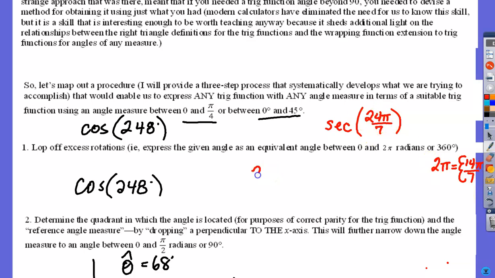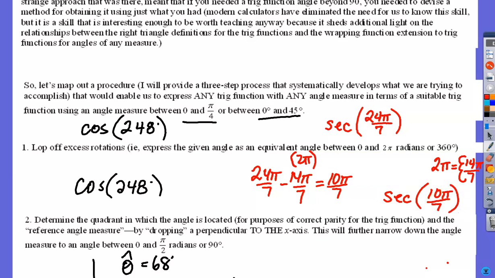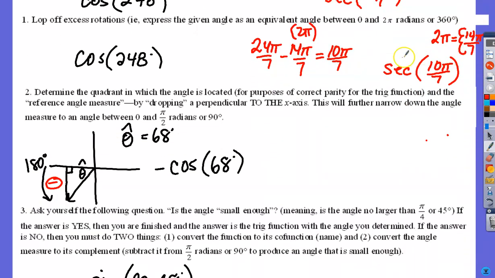So I'm going to take 24 pi over 7, and I'm going to subtract 2 pi, but it's 14 sevenths. So then I get 10 pi over 7. Okay, that's less than a full circle. So I've lopped off excess stuff. So now this is the exact same thing as secant of 10 pi over 7. Same exact angle. Okay. Second part, now that we've taken it down to one wrap, determine which quadrant we're in.